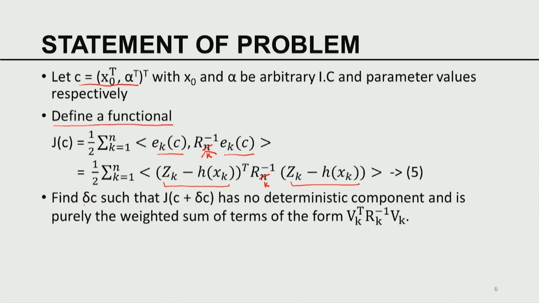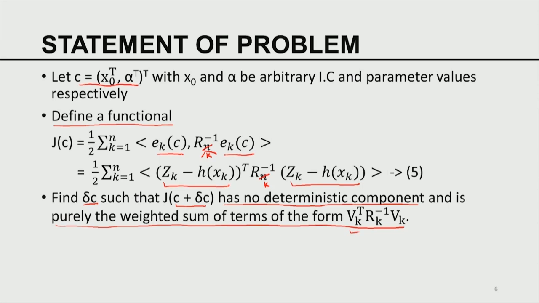Our goal is to be able to find a perturbation delta C such that if I change C to C plus delta C, J of C plus delta C has no deterministic component and is purely a weighted sum of terms of the kind which are induced by the errors. That means I would like to add delta C to the control. Delta C consists of delta X naught for the initial condition and delta alpha for the parameters. So how do I add corrections to the initial conditions and the parameters so as to annihilate the deterministic part of the forecast error, leaving behind only the weighted sum of squared errors of Gaussian random variables?